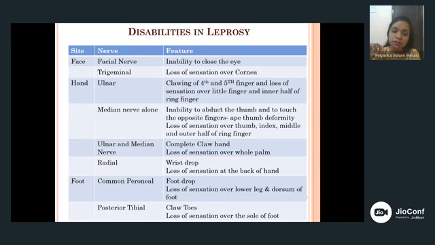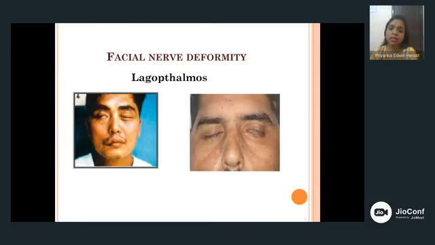And last, the posterior tibial nerve. If the posterior tibial nerve is affected, there will be clawing of toes and there will be loss of sensation over the sole of the foot. So these are very important and very major disabilities which are caused in leprosy because of the involvement of the nerves. One by one, I will show you the figures and the pictures.